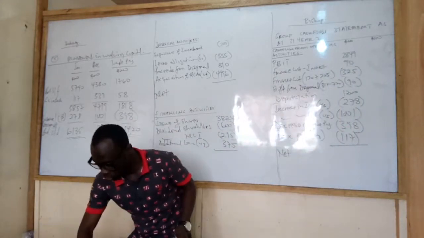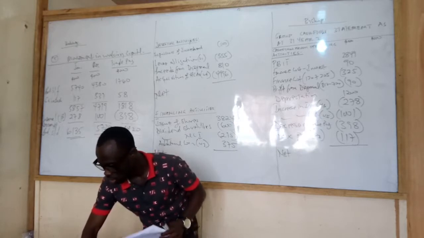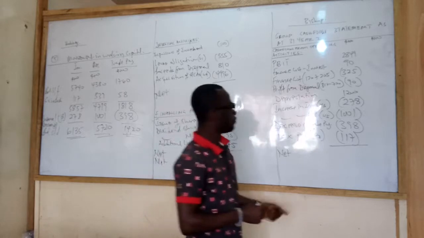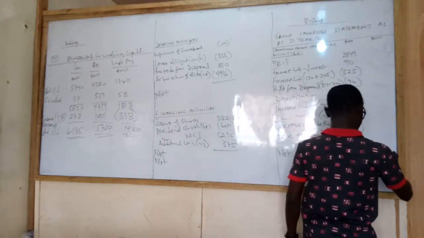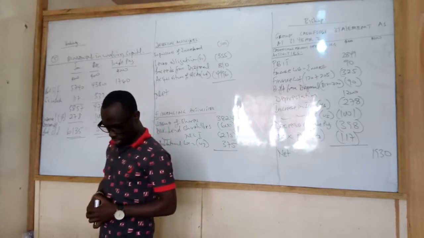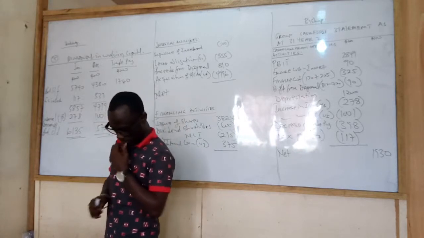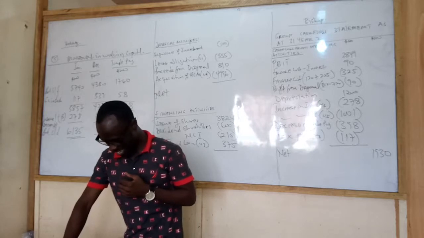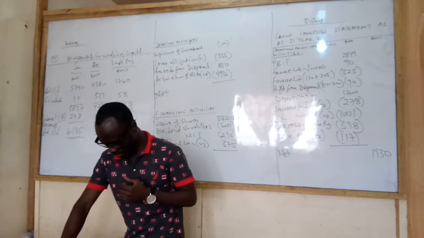1930. Which one? Operating activities. 109. 1930. Final answer? Yes, 1930. Is that what I'm supposed to get? No, sir. What did you get? Let me see what I'm supposed to get.